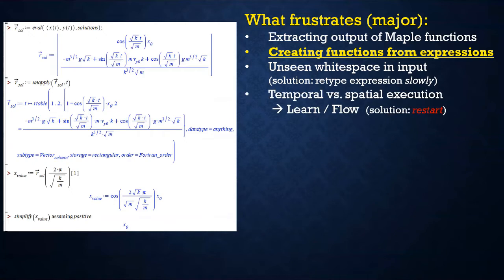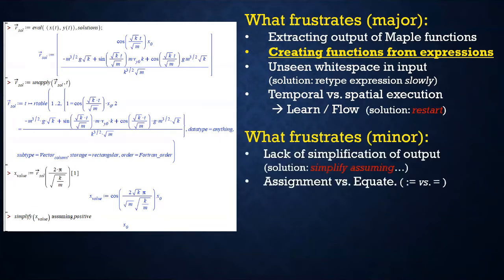They certainly have the issue of temporal versus spatial execution, in that they will enter this one finally and then realize they made a mistake up here, re-enter this one, and then jump down to there. That's been a problem. I'm hoping that Learn and Flow will solve this problem. There are still some minor frustrations. The lack of simplification really isn't that big of a deal, but it does cause some problems.